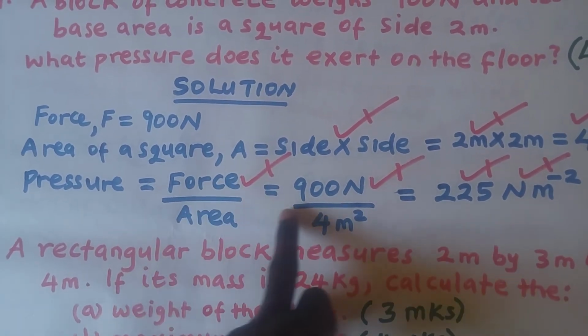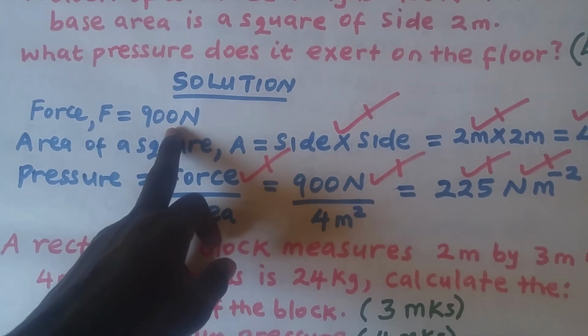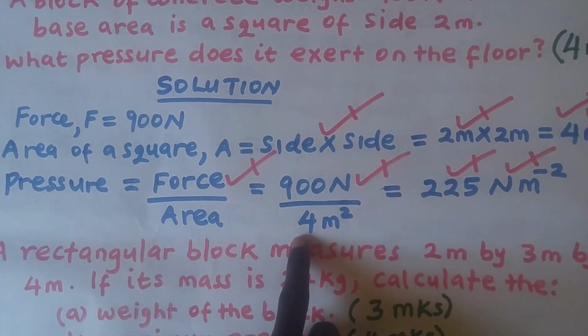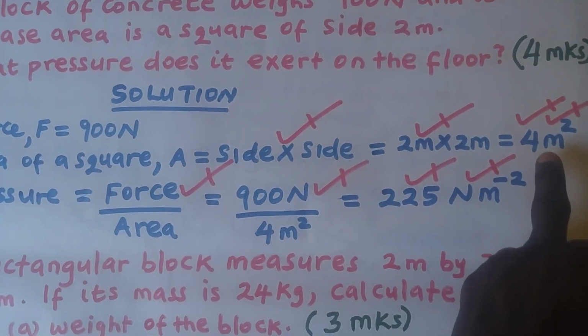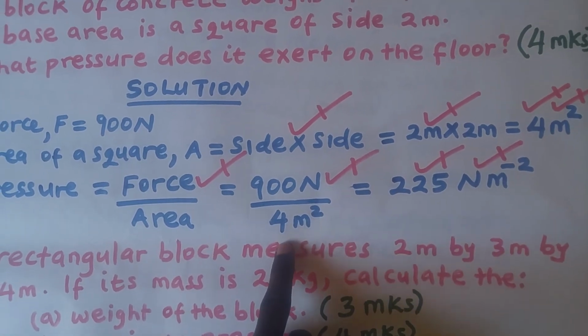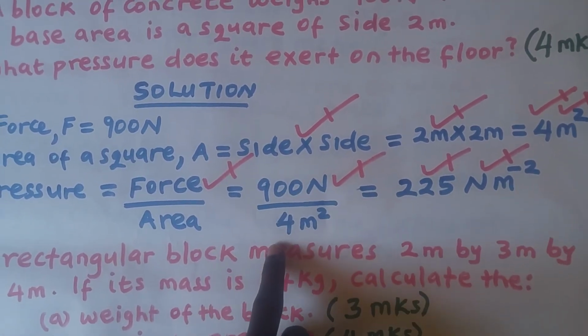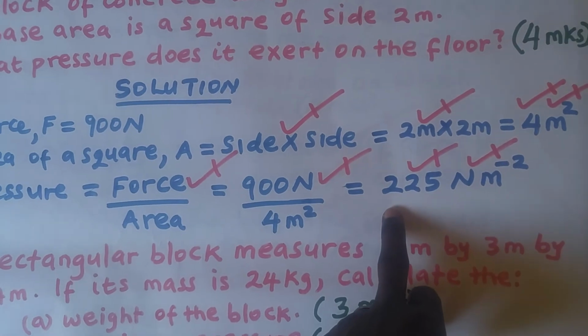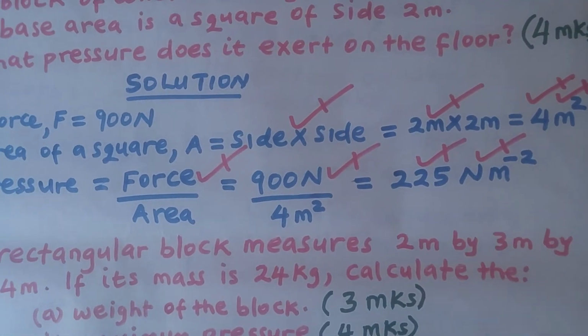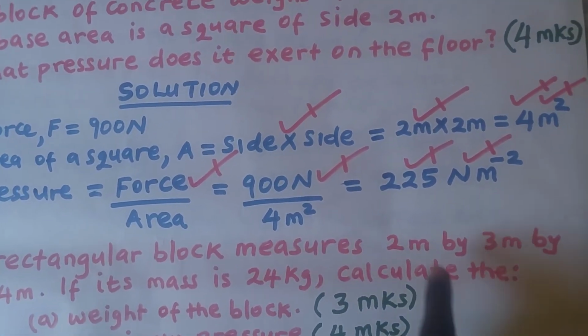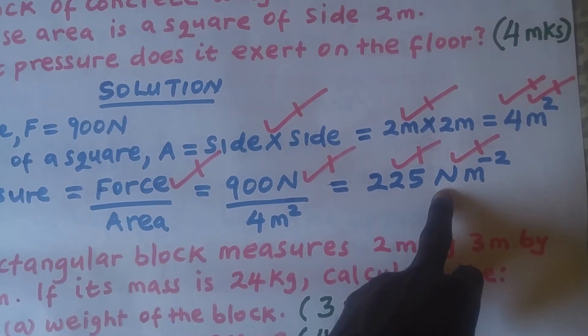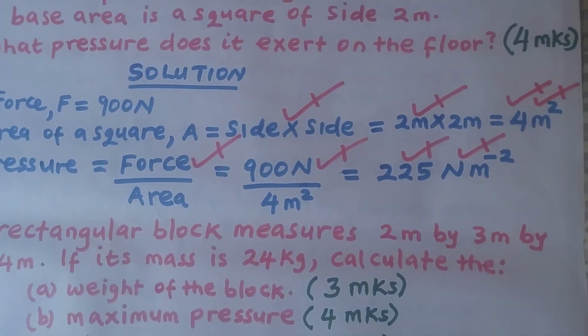Where there is a force, you substitute 900 newtons. Where there is area, which you have just calculated here, you put 4 meters squared. And when you divide the two, your pressure becomes 225. Don't forget to write the units for pressure as either pascals or newtons per meters squared.